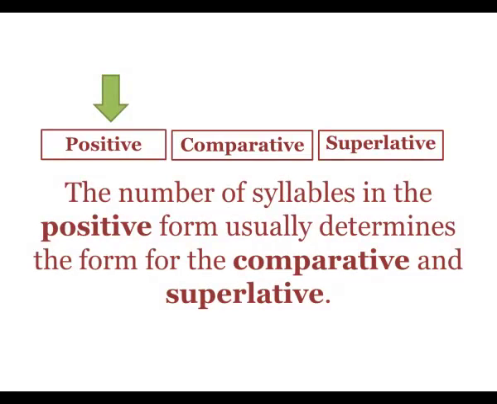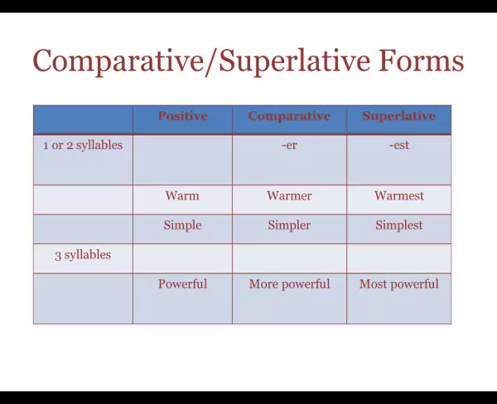The number of syllables in the positive form usually determines the form for the comparative and superlative. Let's look at an example of this. For instance, the adjective warm has one syllable, so it will take the common er comparative ending and the est superlative ending. In most cases, positives with two syllables will also use the er and est endings. For example, simple, simpler, simplest. For words with three syllables, you will place the word more before the comparative and the word most before the superlative. For instance, powerful, more powerful, most powerful.